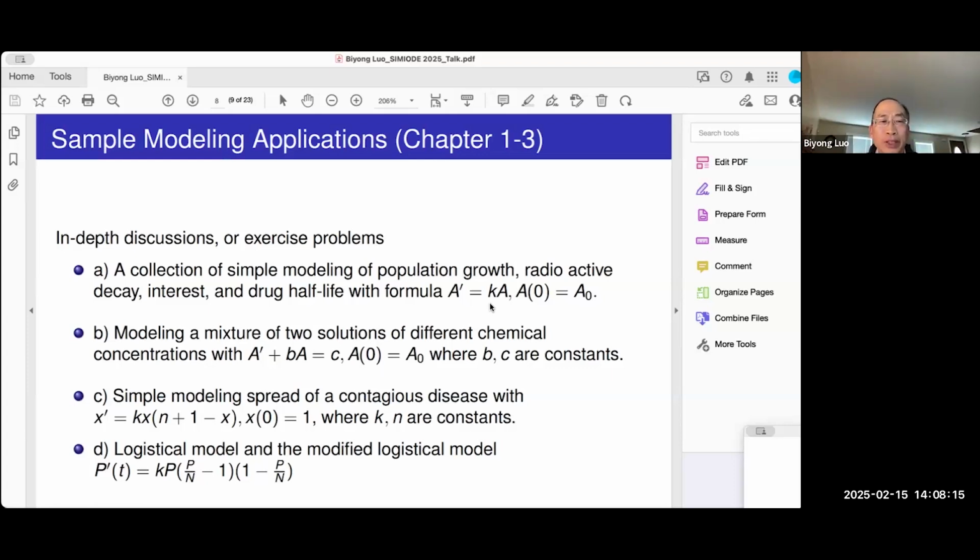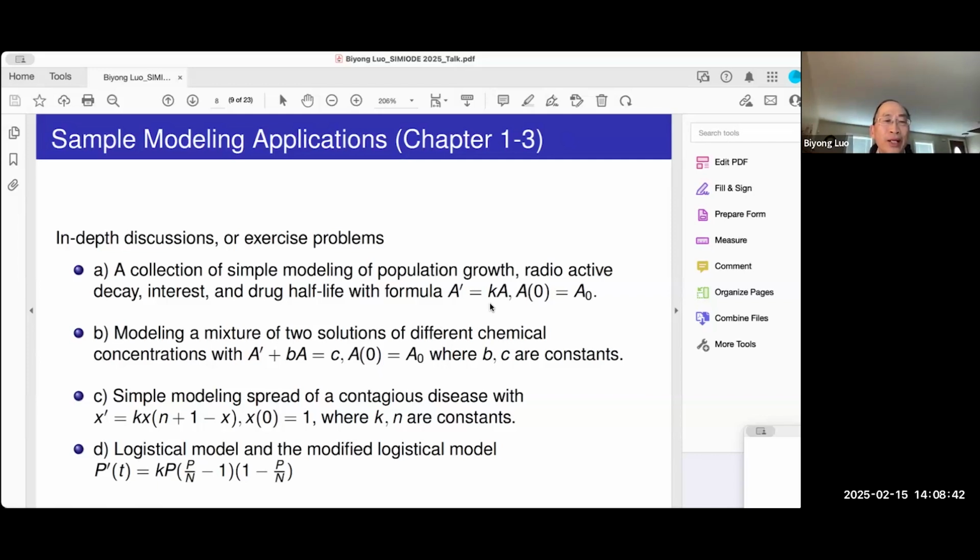Next, we model the mixture of two solutions of different chemical concentrations. Usually this is a rate-in, rate-out problem. And next, I will show one project related to this kind of chemistry application problem. That's a big project of this course.